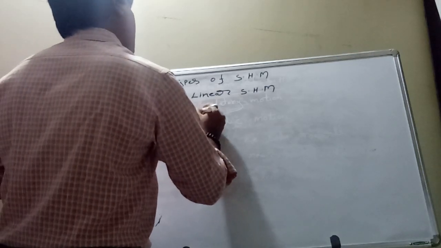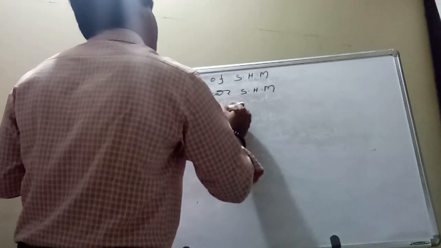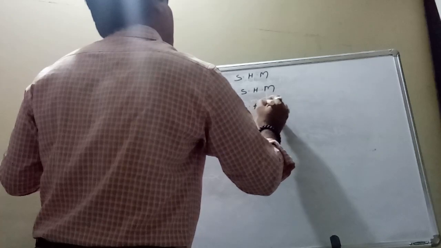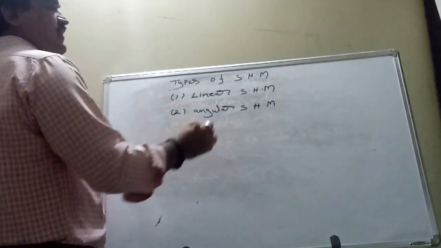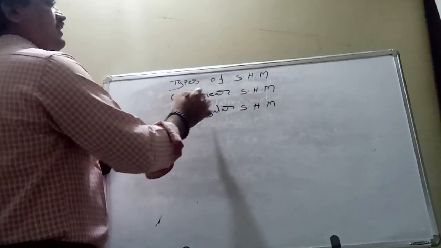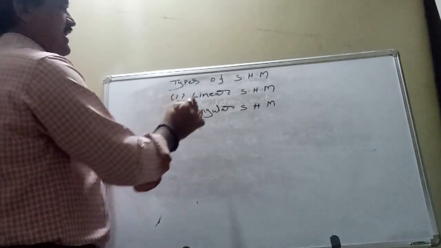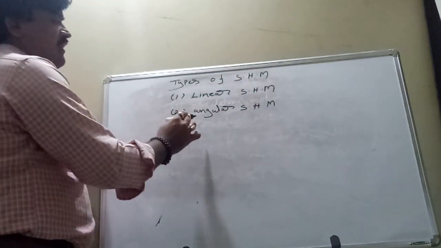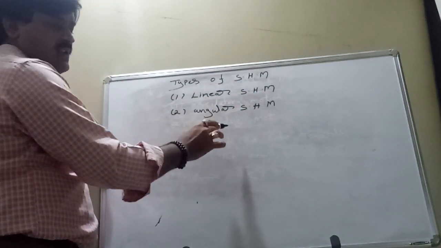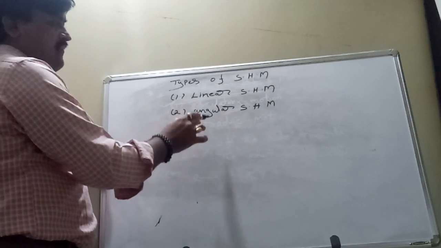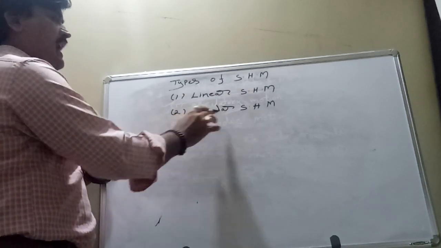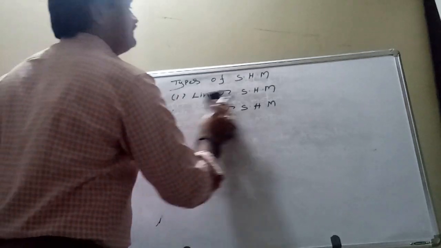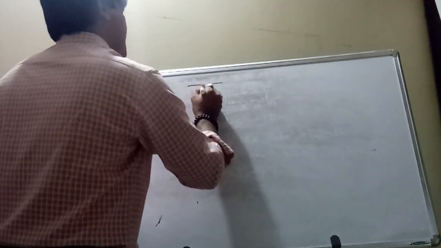Second one, angular SHM. Linear SHM is the function of displacement with time. The function of angular displacement with time is called angular SHM.